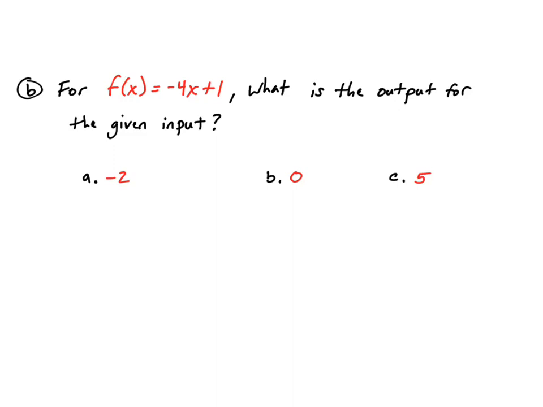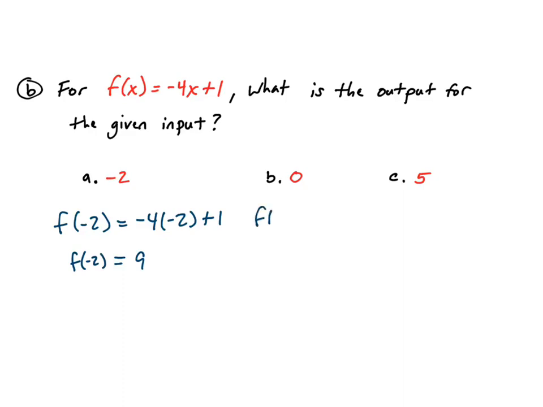And then example B here, for f of x equals negative 4x plus 1, what is the output for the given input? So for this, if we're looking at negative 2, we'd have f of negative 2 equals negative 4 times negative 2 plus 1. That's negative 4 times negative 2 is positive 8. 8 plus 1 is 9.